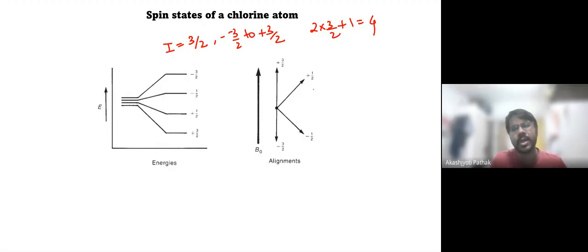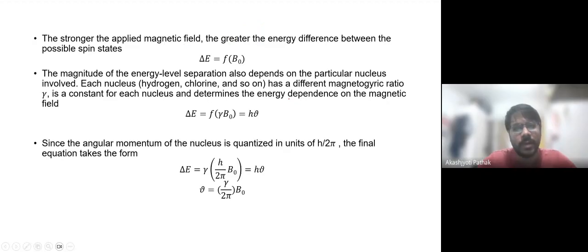What are the directions of these spin angular momenta? The plus 3 by 2 and minus 3 by 2 will take this direction, and plus half and minus half will have this direction.